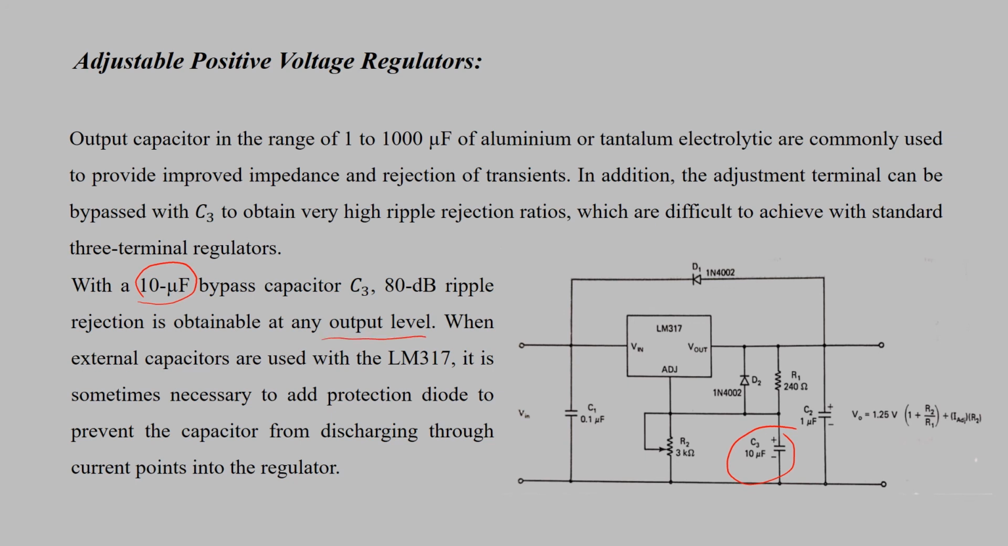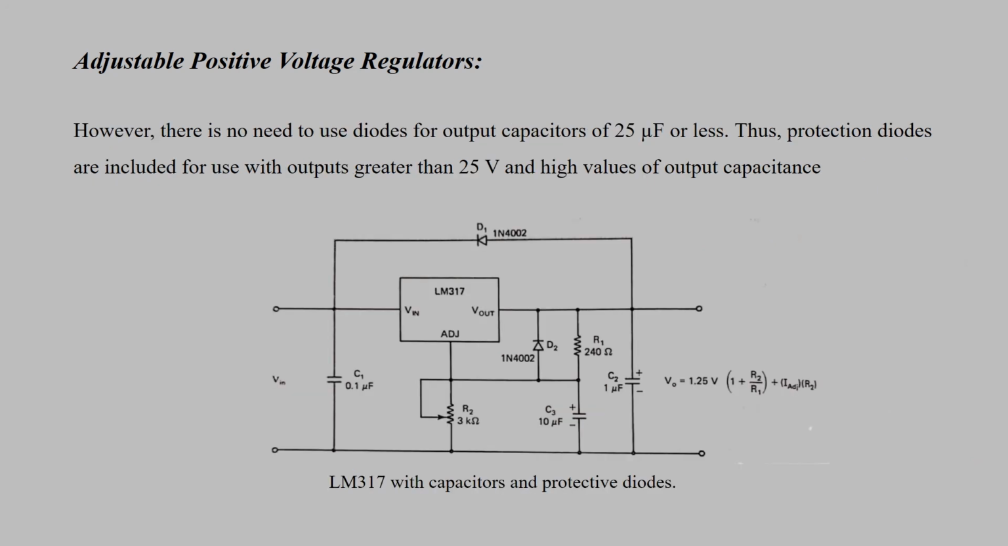When external capacitors are used, it is sometimes necessary to add a protection diode to prevent the capacitors from discharging through the current points into the regulator. This is for protection. There is no need to use these diodes for output capacitance of 25 microfarad or less. Protection diodes are included for use when the outputs are greater than 25 volt and with high values of output capacitances.